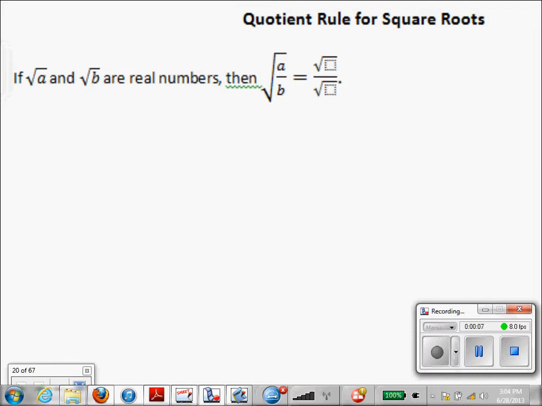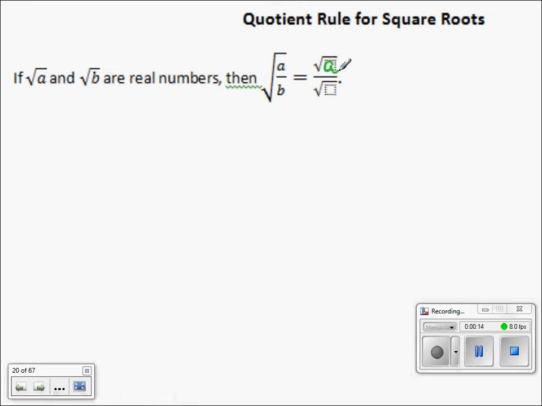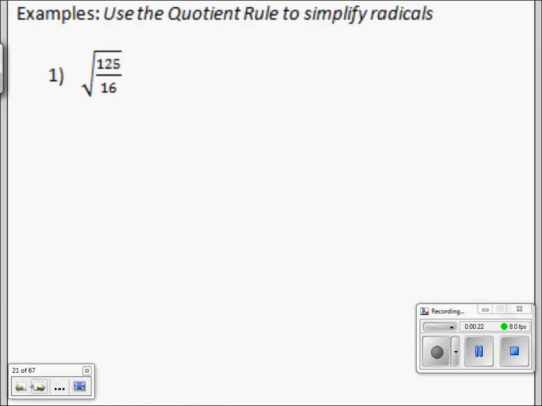So if the square root of a and the square root of b are real numbers, then the square root of a over b can be written as the square root of a over the square root of b. This is a rule that we've been using in previous videos and as you'll use in future. So looking at some examples, it says use the quotient rule to simplify the radicals.